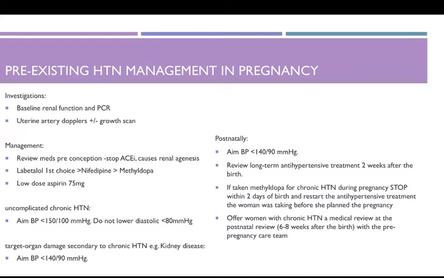This is because methyldopa is associated with postnatal psychiatric problems. I think it's postnatal depression that it's associated with, or it might have been postnatal psychosis. It's associated with postnatal psychiatric disorders. That's why it's really important to stop methyldopa within 2 days of giving birth. The other thing is you offer women with chronic hypertension a medical review 6 to 8 weeks after birth with the pre-pregnancy care team.